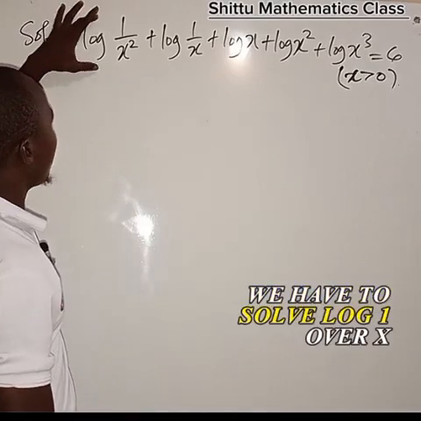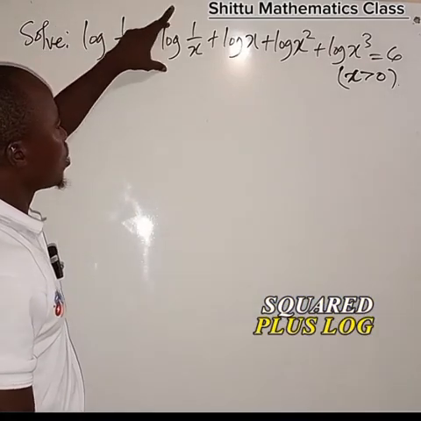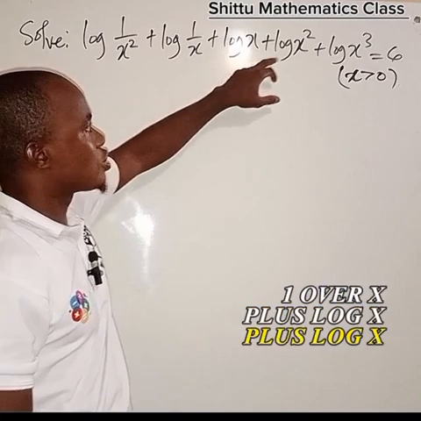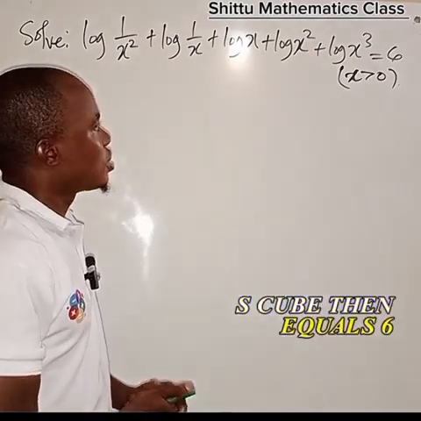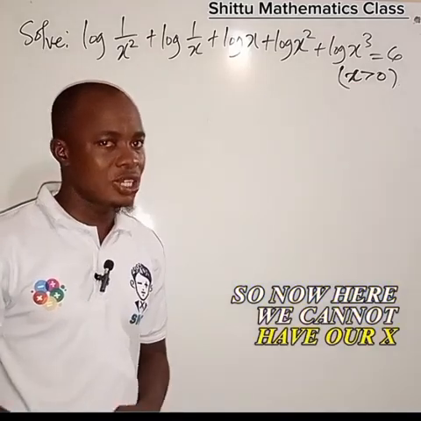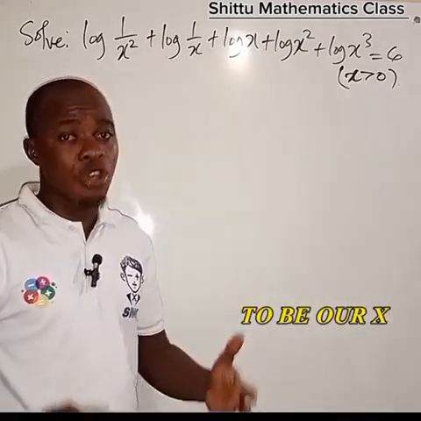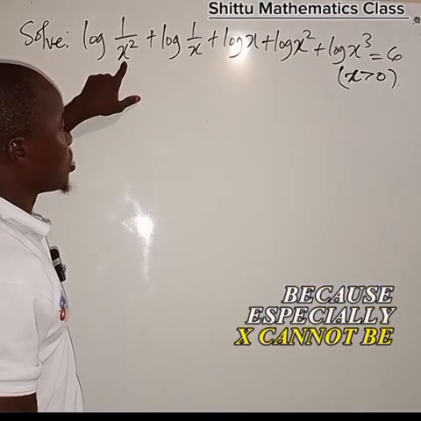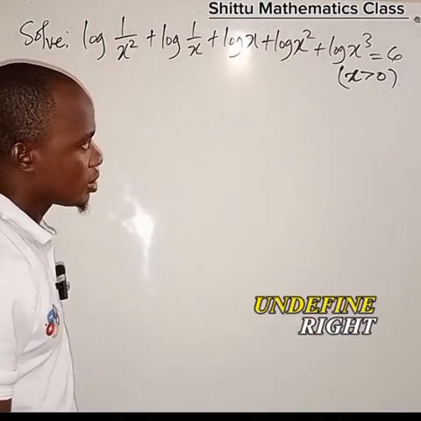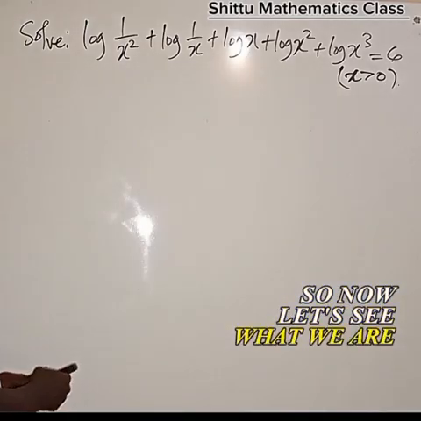We have to solve log 1 over x squared plus log 1 over x plus log x plus log x squared plus log x cubed, then equals 6. So now here, x will always be greater than 0, because x cannot be 0 here, as this will become undefined, right? So now let's see what we are going to do.